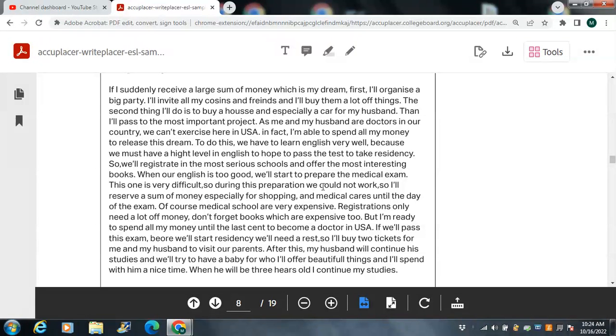So during this preparation, we could not work. Then they have another comma conjunction. So I'll reserve a sum of money, especially for shopping, comma, and medical cares until the day of the exam. No comma needed here. Again, I see independent clause, then independent, a very long independent clause.